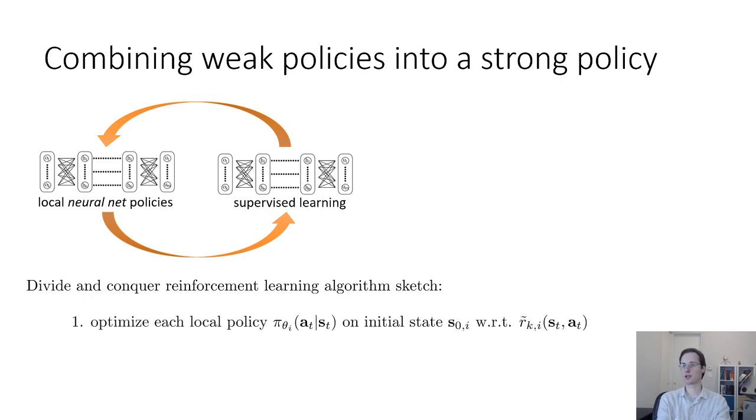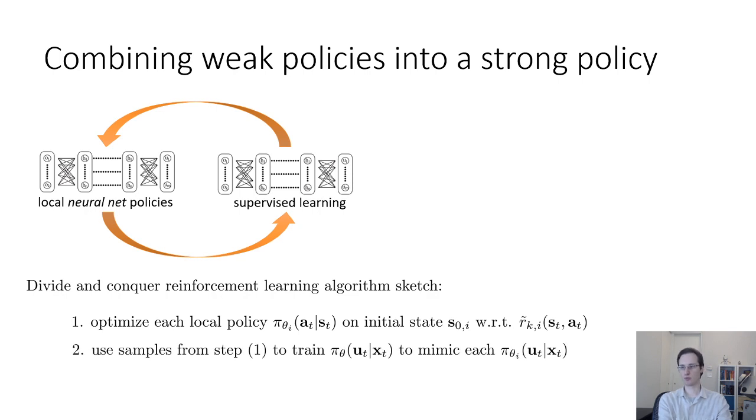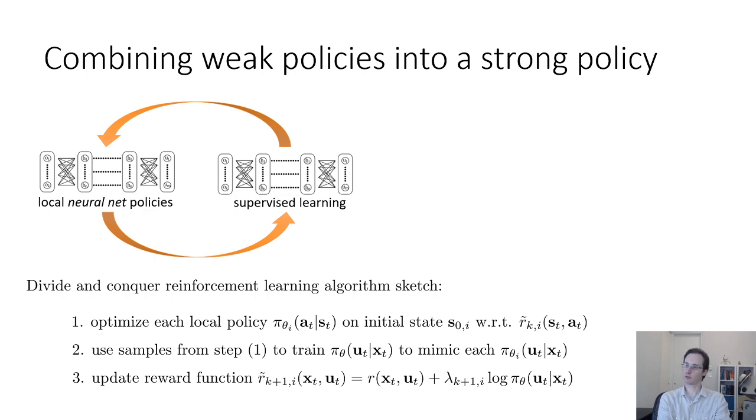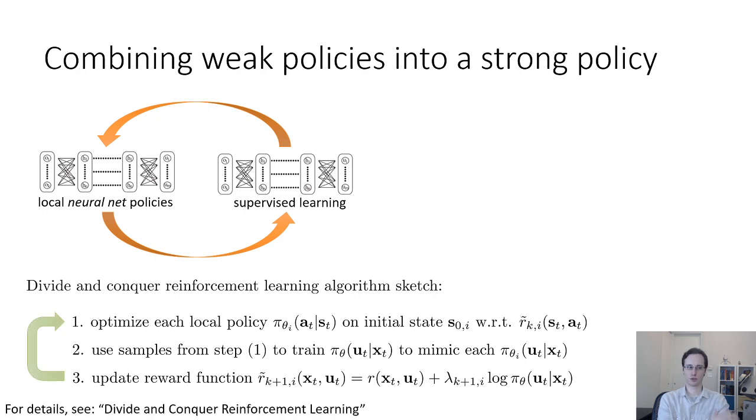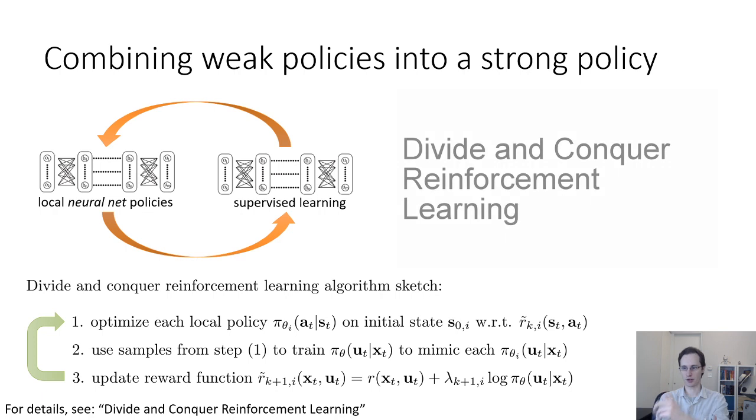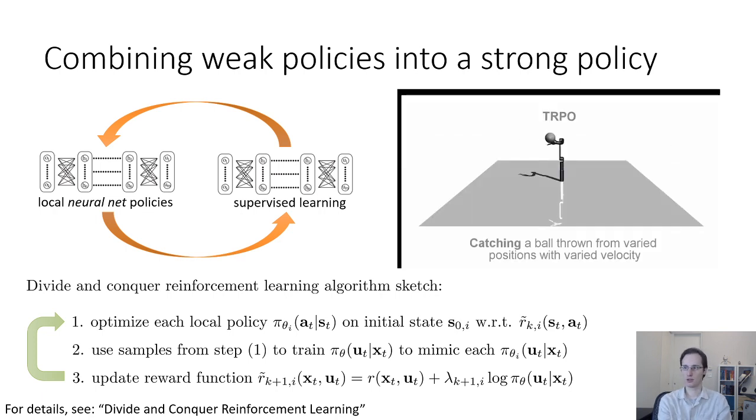So the sketch for this algorithm is you optimize each local policy pi theta I on initial state S0i with respect to your modified reward. You use the samples from step 1 to train your global policy pi theta, and then update your reward function the same way as in guided policy search to add a log pi theta term to enforce a constraint. And then repeat this process. To learn more about this, check out the paper Divide and Conquer Reinforcement Learning, and here is an illustration of the basic algorithm.